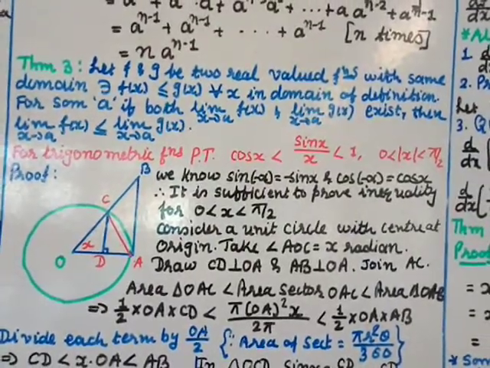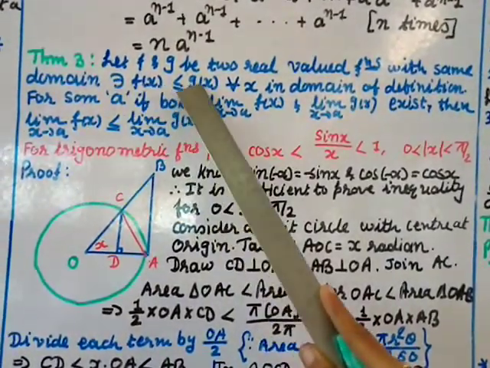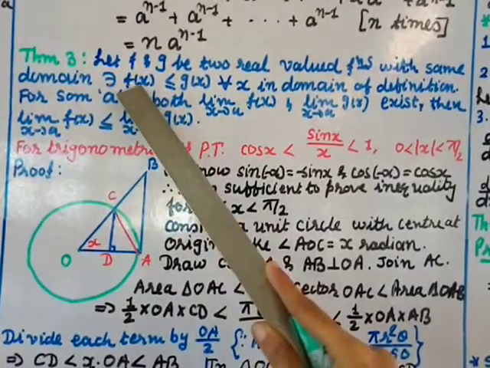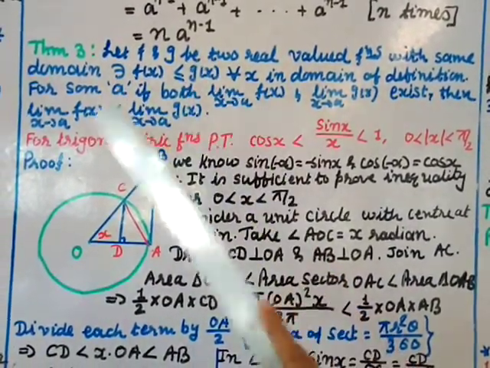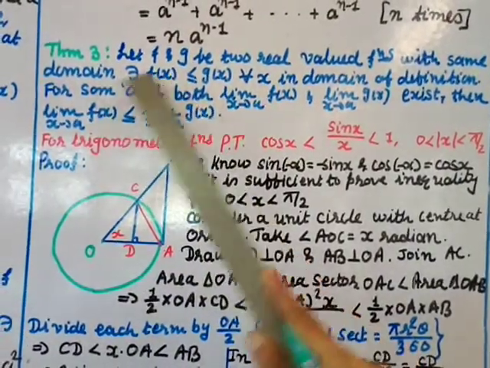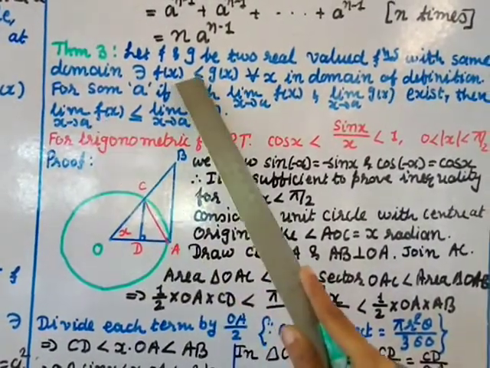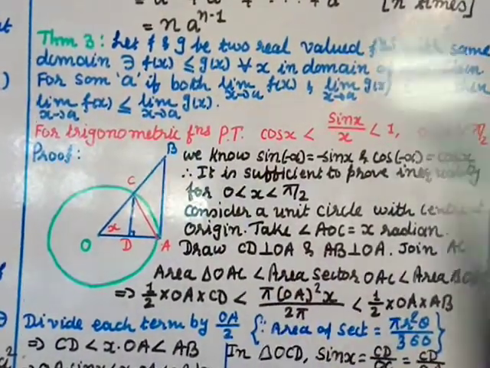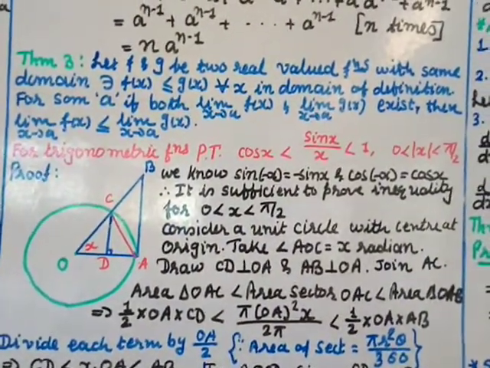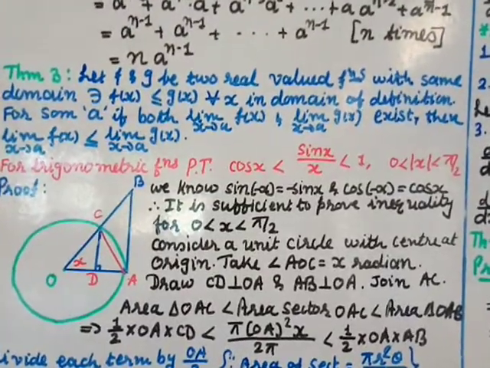Here the theorem says that if you have two functions f(x) and g(x) and one is smaller than the other, and you find the limit of these, the inequality remains the same. Limit x tends to a f(x) is less than or equal to limit x tends to a g(x). This inequality remains the same. So that is what this theorem says.